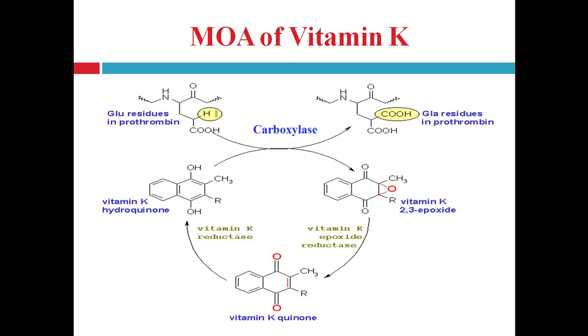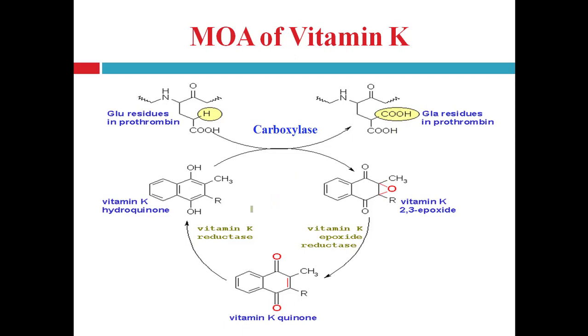For the activation of these clotting factors, carboxylation of specific glutamate residues is required. Here a monocarboxylated glutamate residue is present. It undergoes carboxylation in the presence of the enzyme carboxylase, and in this process vitamin K acts as a cofactor. When the carboxylation reaction occurs in the presence of carboxylase, the glutamate residue undergoes carboxylation and a new carboxylic acid group is added.